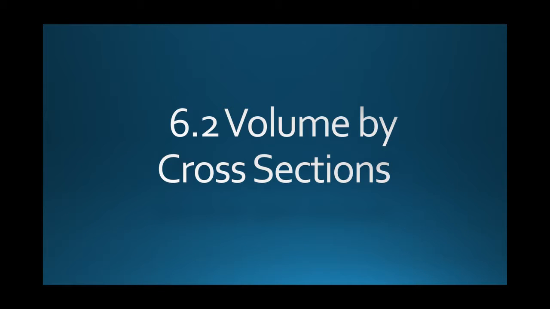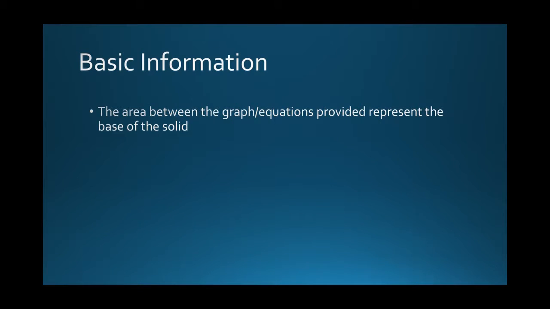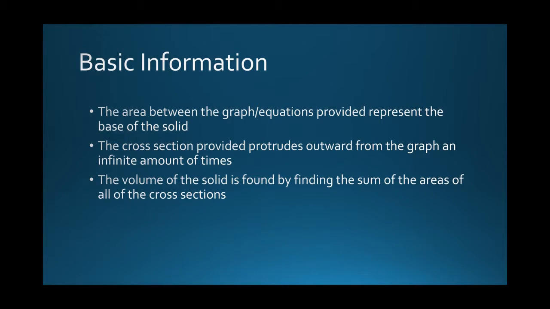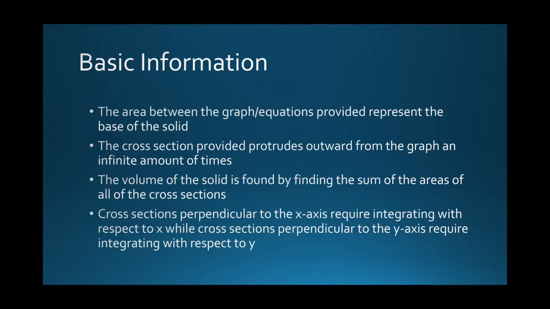Okay, so today we're going to talk about section 6.2, or volume by cross sections. So some basic information. The area between the graph or equations provided represents the base of the solid. The cross section shape that we're given protrudes outwards from the base an infinite amount of times. And the volume of the solid is found by adding together all the areas of all the infinite cross sections.